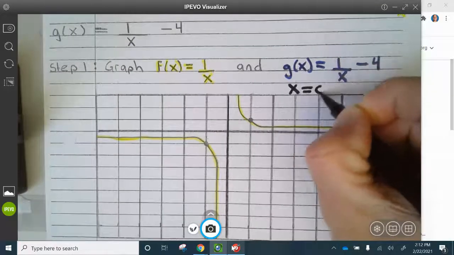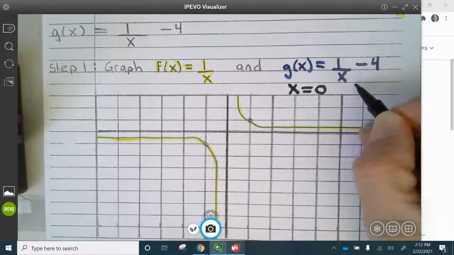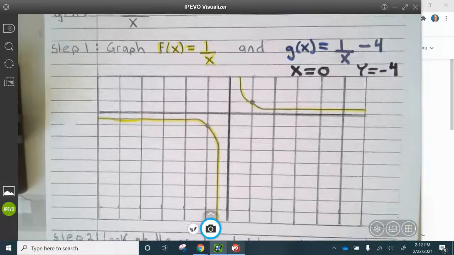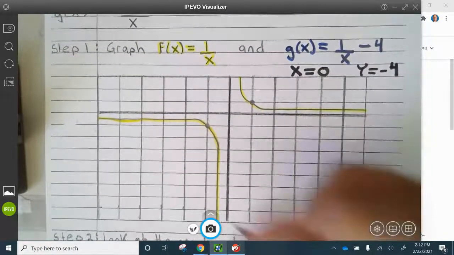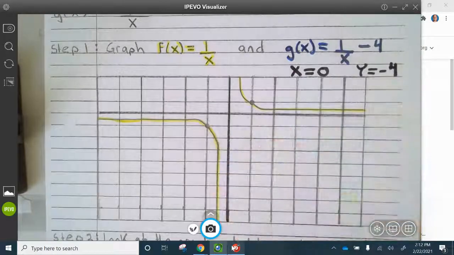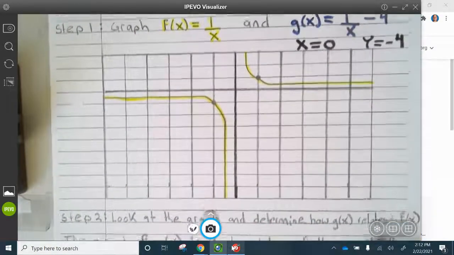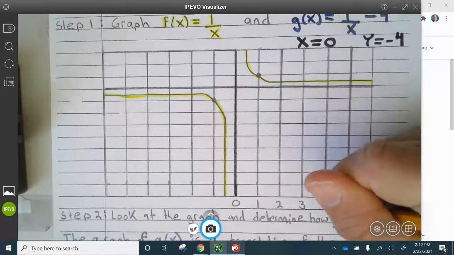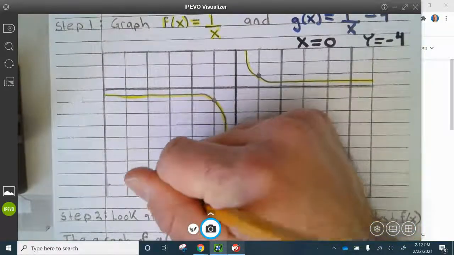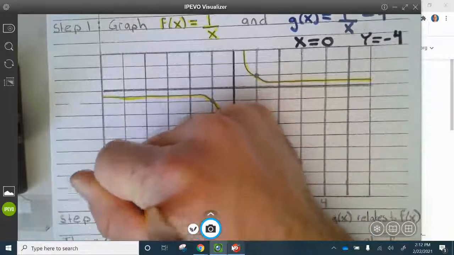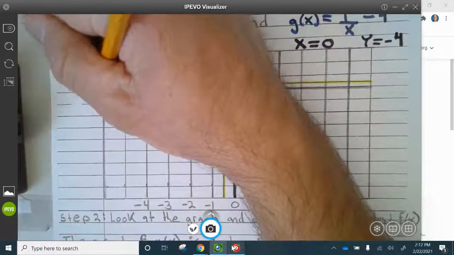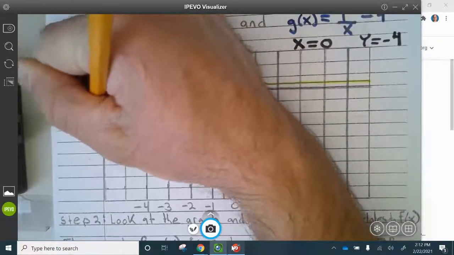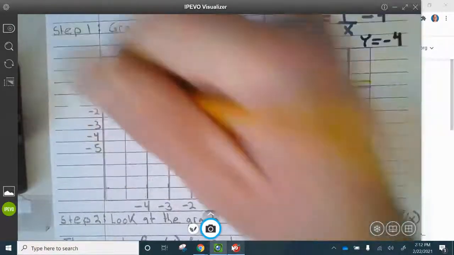Okay, so x equals 0. And I forgot to put the numbers, but that's pretty simple. We can add that. This is 0, 1, 2, 3, 4, -1, -2, -3, -4. And then this is 0, 1, 2, -1, -2, -3, -4, -5. Okay. So the asymptote of x equals 0, and then y equals -4.